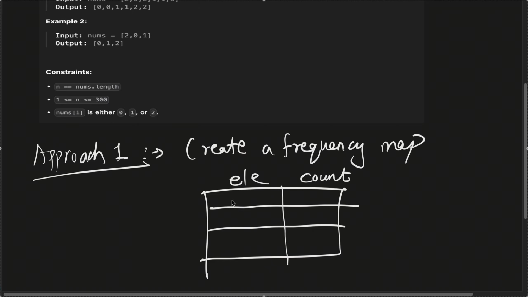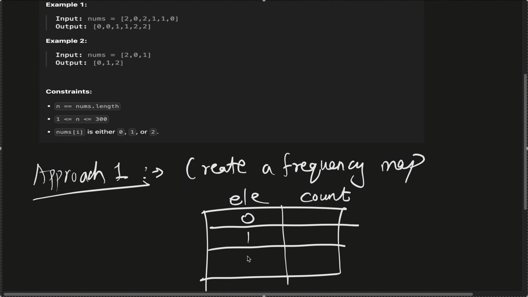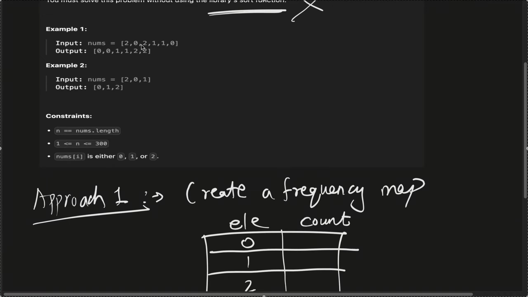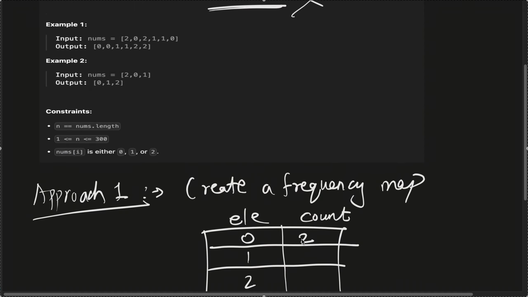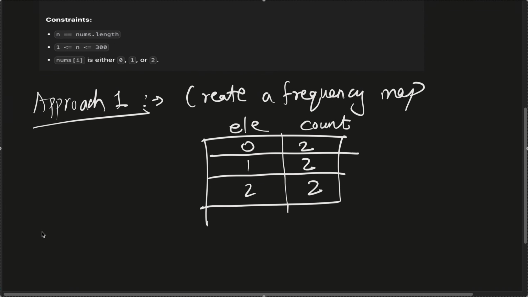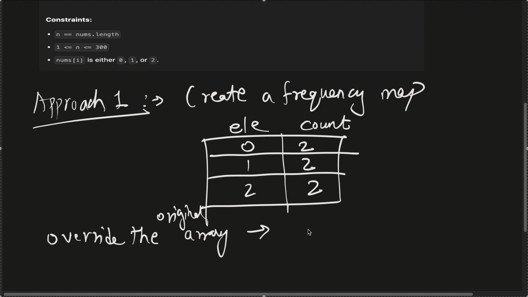As there are 3 elements, we know the 3 elements 0, 1, 2. Now we will store how many times 0 is coming. So in this array 0 is coming 2 times, 1 is coming 2 times, 2 is coming 2 times, right? And then what we'll do, we will override the original array. We'll first put 2 times 0, then we'll put 2 times 1, then 2 times 2, right?